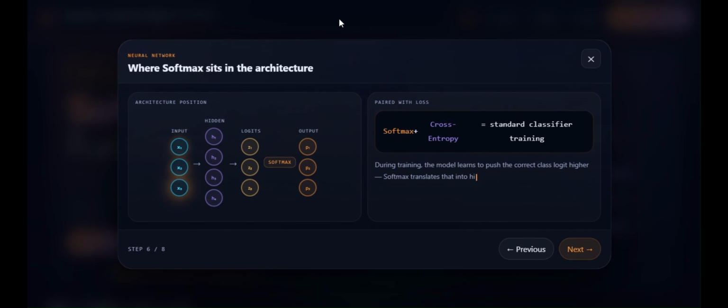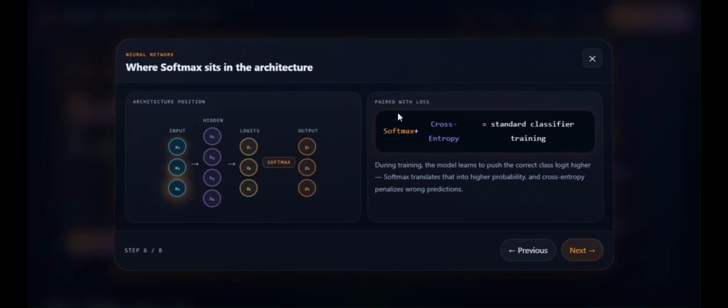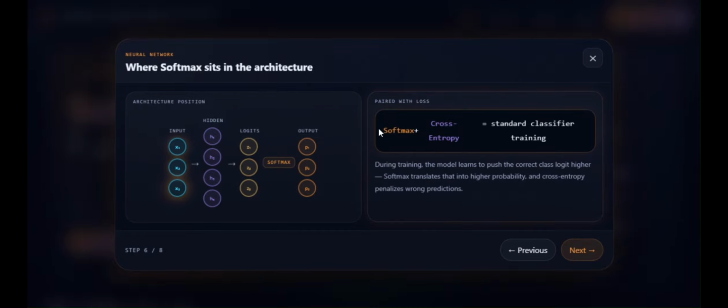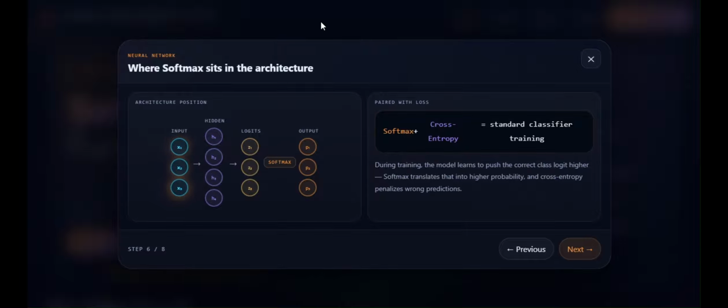Now, where is softmax placed in the neural network architecture? Softmax is usually placed at the output layer of a neural network. The earlier layers extract features while the final layer produces logits. Softmax converts those logits into probabilities. During training, it is commonly used together with cross entropy loss to improve prediction accuracy. So now let's begin with the implementation.